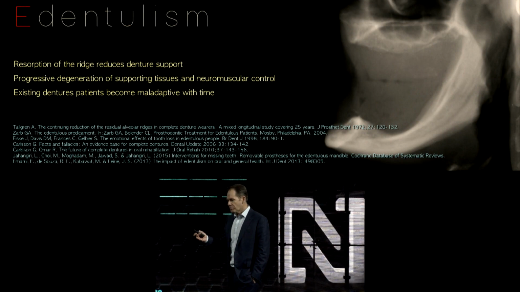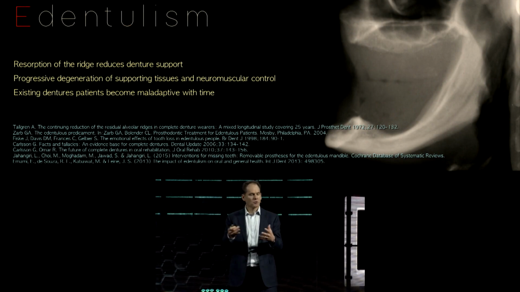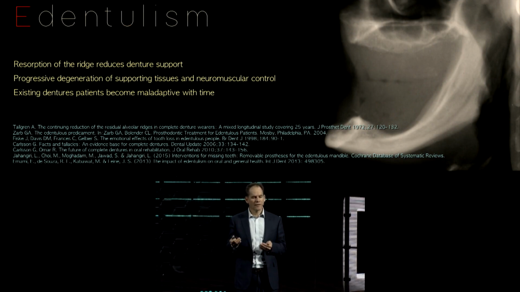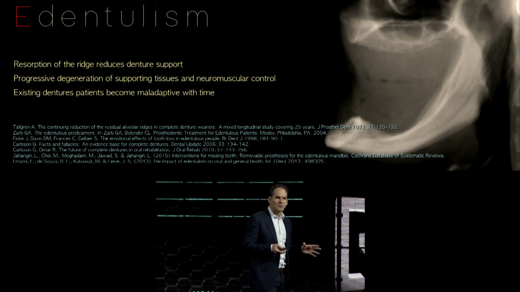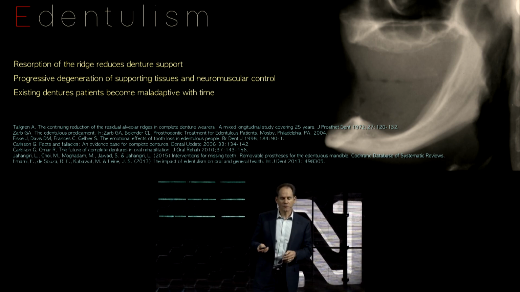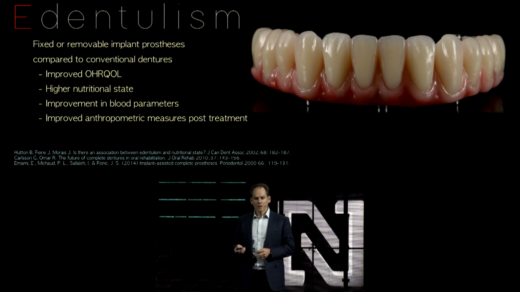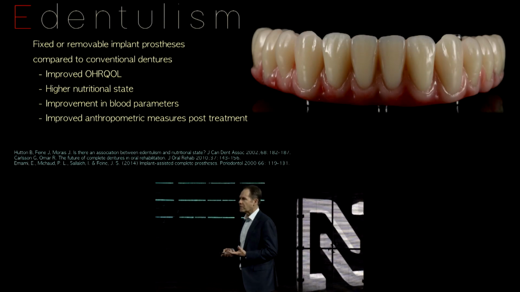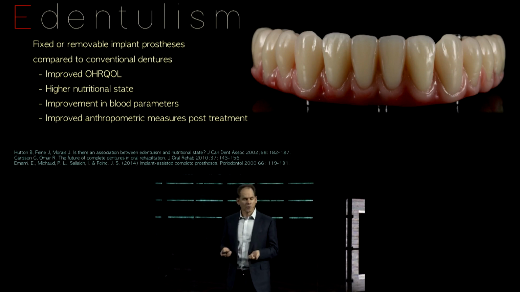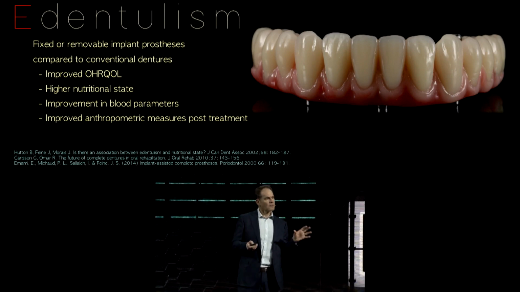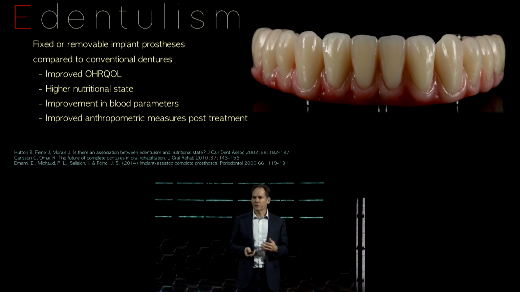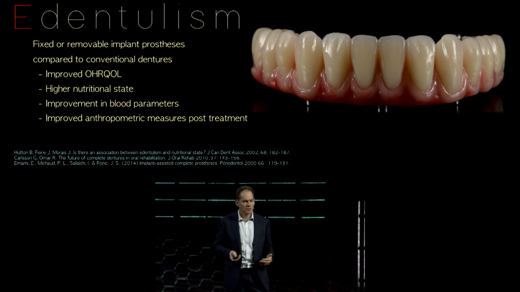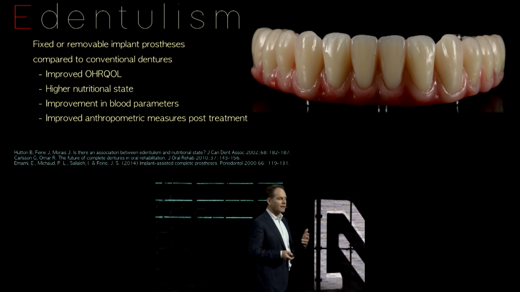As the edentulous person ages, their ridge resorption reduces the denture support, and they get a progressive degeneration of the supporting tissues and their neuromuscular control. And so some denture wearers that were adapted then become maladaptive with time. So we know that if we provide implants for a patient, and we either give them a fixed or a removable option, that compared to conventional dentures will improve their quality of life. It'll improve their nutritional state if they have some level of education along those lines, and that improves their health as well.